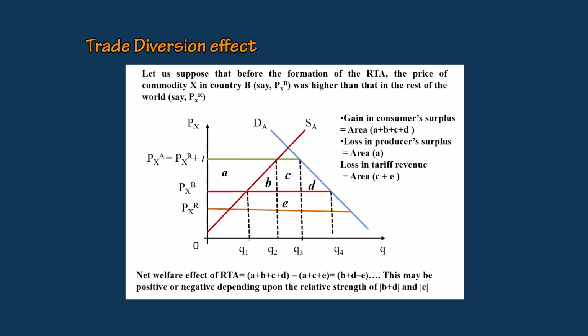So what is the net gain? The net gain will be A plus B plus C plus D minus A plus C plus E. So the net benefit will be B plus D minus E. So whether you gain after the formation of the regional trading bloc or you lose will depend upon the absolute values of E and B plus D. If E is higher, then there will be a loss. If B plus D is higher in absolute terms, then there will be a gain. Therefore, trade diversion means that through the formation of a trading bloc, you are shifting from a more efficient source of your import to a less efficient source of your import.